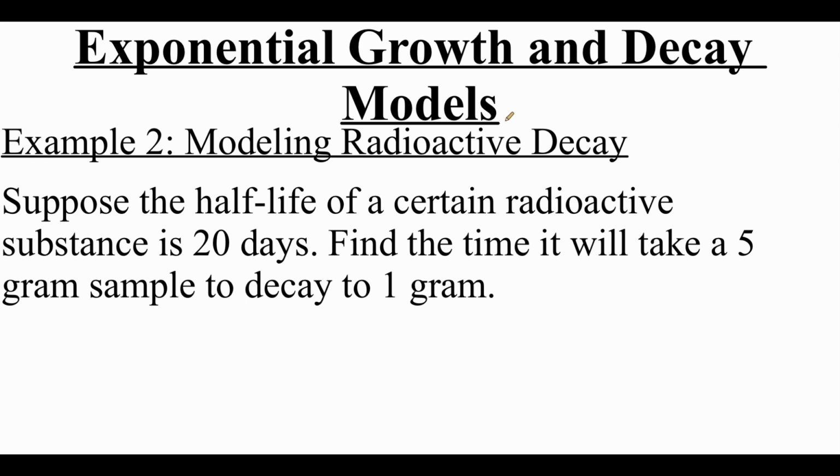In our second example here, we're going to look at modeling radioactive decay. So suppose the half-life of a certain radioactive substance is 20 days. We want to find the time that it's going to take for a 5-gram sample to decay down to 1 gram. So we can sort of think about this as using our population model, but since we're not really talking about a population, I'm just going to call this function f of t.